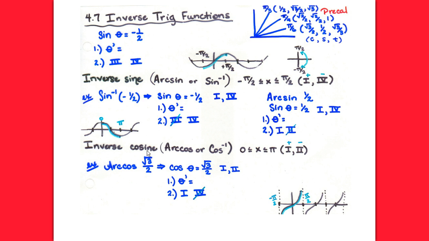4.7 is inverse trig functions, and it's really based on several things that we've already been doing. It's, in essence, something that we've already done and one step less than it. So that will make life simple.